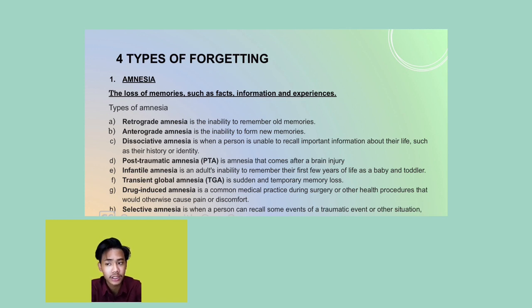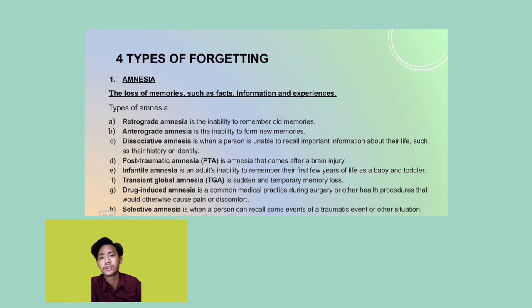And the last type of amnesia is selective amnesia. It is when a person can recall only some events of a traumatic event, or in other situations that are traumatic for him or her.